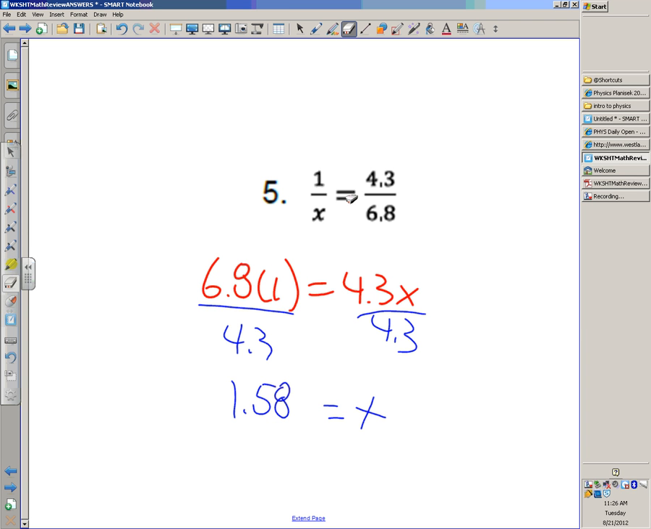The other way that you could do this problem, here, we're trying to get x out of the bottom of this fraction and bring it up to the top. So one way we can do that is if I take and I multiply this side by x. If I multiply this side of the equation by x, what happens to my x's here? They cancel. But if I multiply this side of the equation by x, I got to multiply this side of the equation by x. And when I do that, I end up with 4.3x over 6.8.